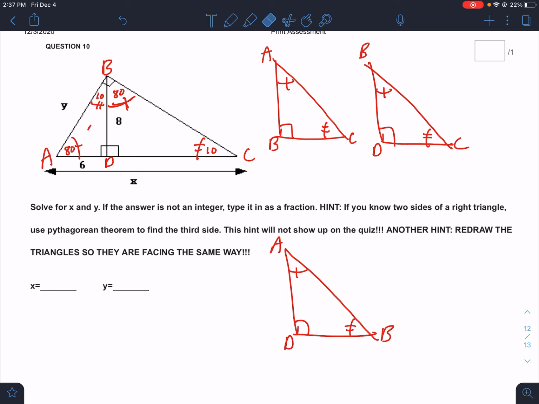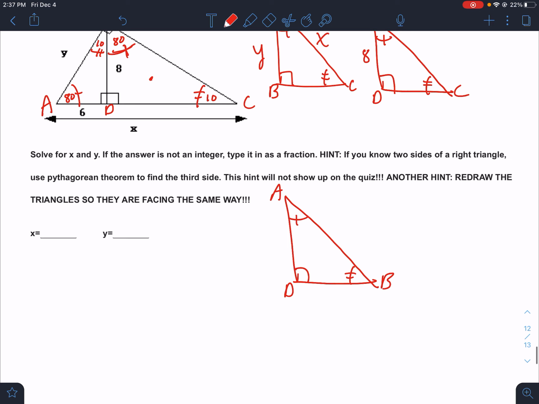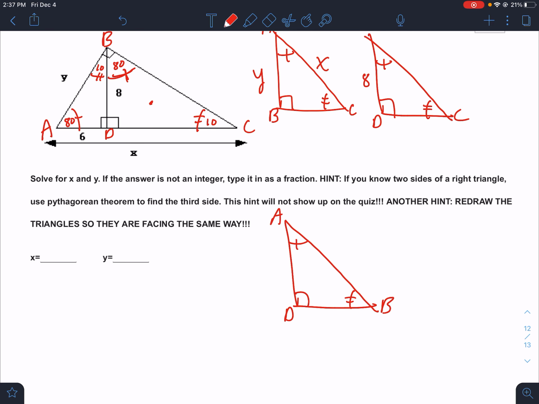So once I got that in there, now I'm going to go through and put every measurement that I know. On the biggest triangle, AB is Y, BC we don't know, and then AC they're calling X. On the triangle on the right, BD is 8, DC they don't tell us, and then BC they don't tell us. And then on the smallest triangle, AD is 6, BD is 8.